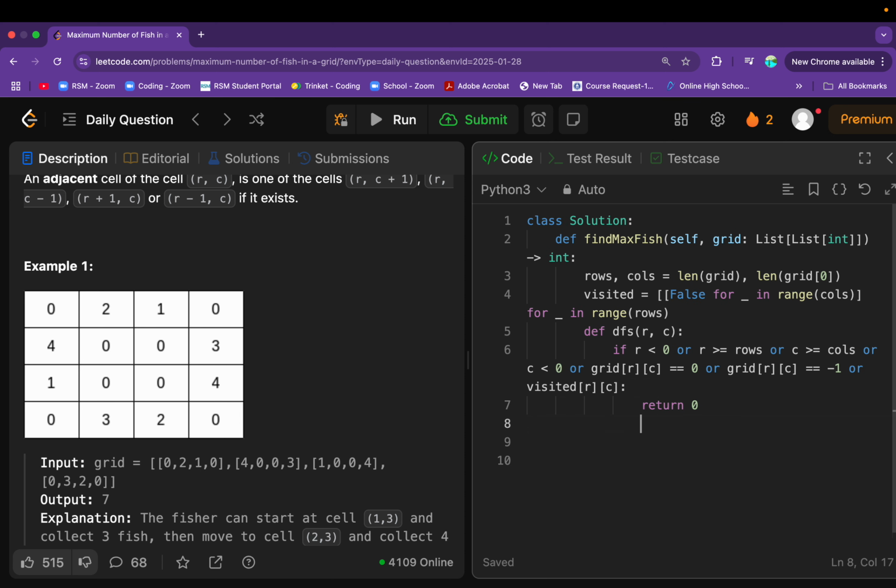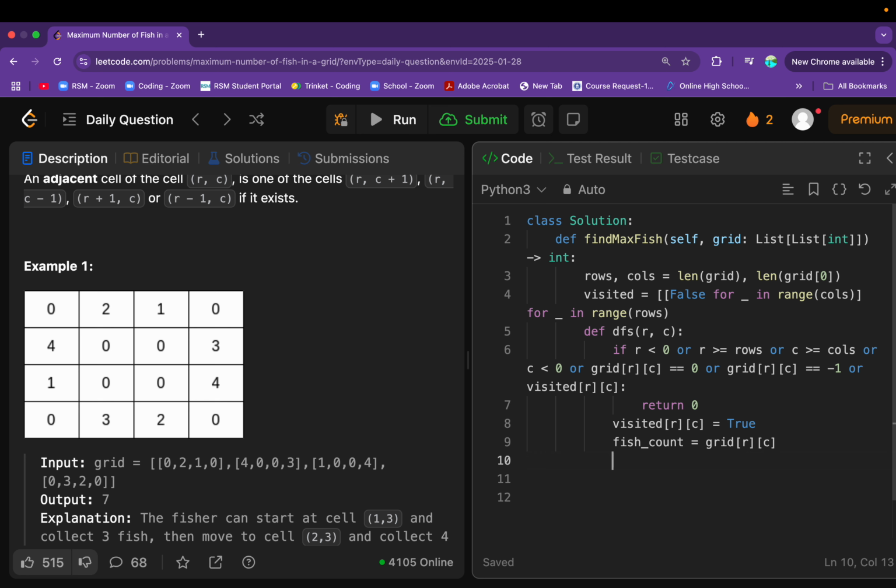However, if we're still going on with this call of the function, if we haven't returned just yet, that means none of these conditions are true, and we can actually use the cell and mark it as visited. So we'll set visited at RC to be true, meaning we are actually using it for this specific iteration. So the first thing that we have to do is initialize our fish count. That's going to be the number of fish we actually collect, and it's initialized to the current cell's value, grid at RC, for that number of fish.